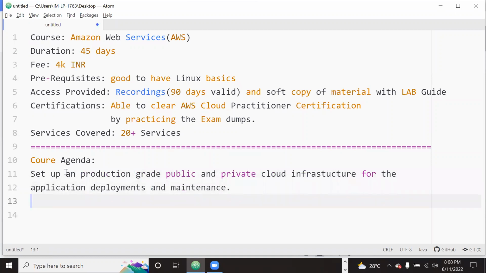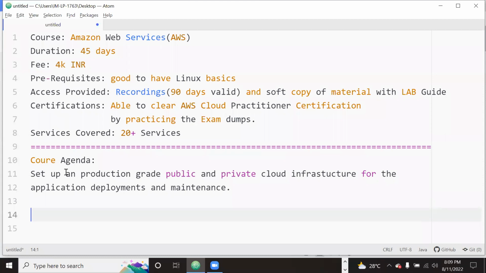This is the agenda, meaning after learning this course, we will be able to set up an infrastructure. What infrastructure is, I'll explain in the coming minutes. But just consider we have to set up a production grade deployment infrastructure and then the maintenance infrastructure for the applications. This is one agenda.